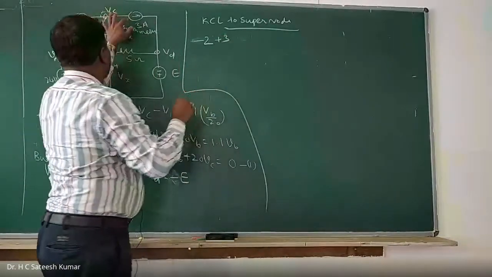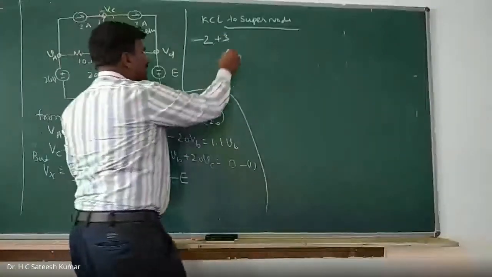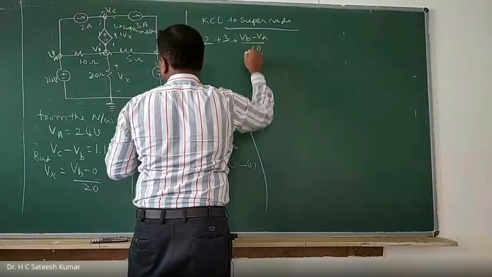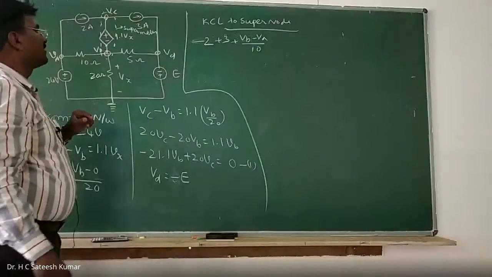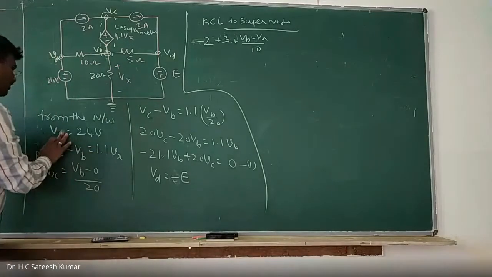Only 2 elements. Now, if you go to this one, VB minus VA divided by 10. Small or big doesn't matter, VA you can take as small a.